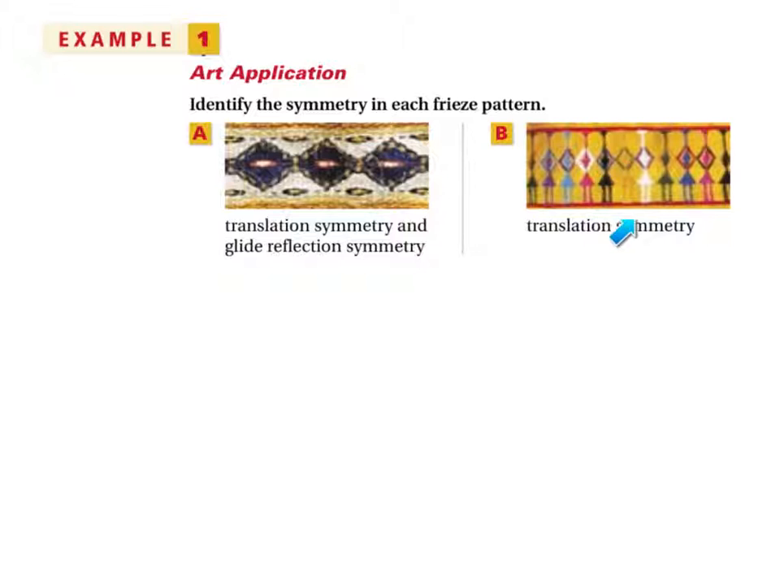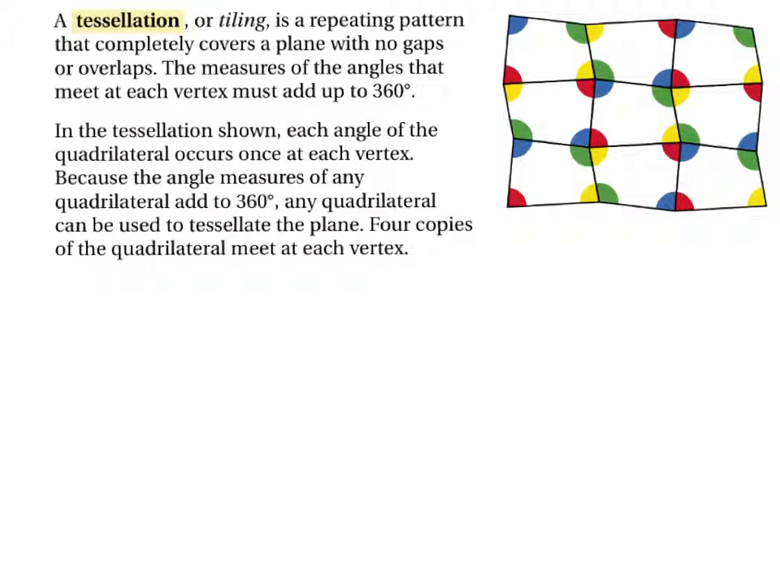Now the one on the right has translation symmetry because I can slide any of these figures to the right or left. But I do not have glide reflection. You cannot slide and then reflect. If you reflect anything here, it is not symmetric. So A has translation symmetry and glide reflection symmetry. B has translation symmetry.